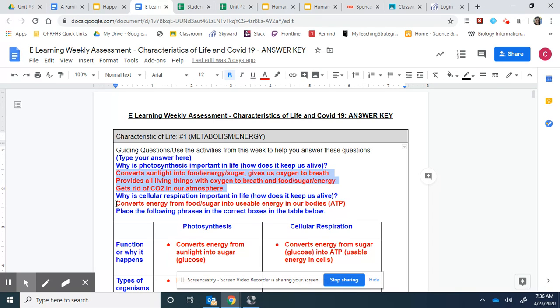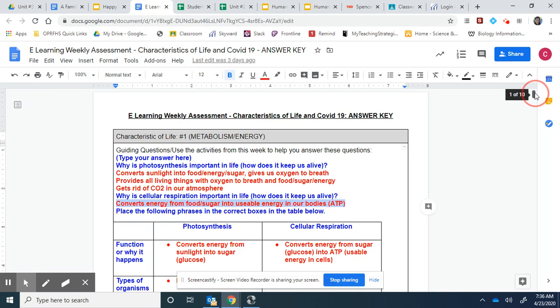Number 2, why is cellular respiration important in life? How does it keep us alive? It converts energy from our food and sugar into usable energy in our bodies, which is known as ATP. So essentially, it helps us break down our food into energy that can be used in our bodies to keep you alive.